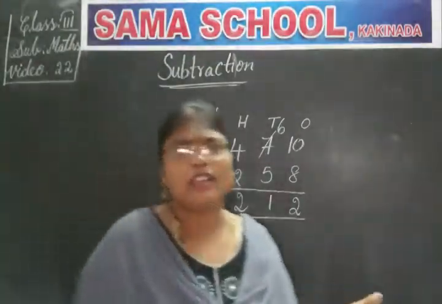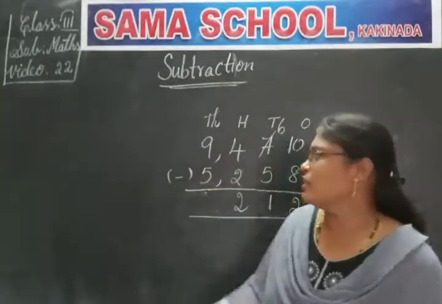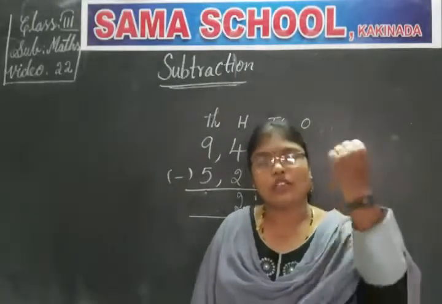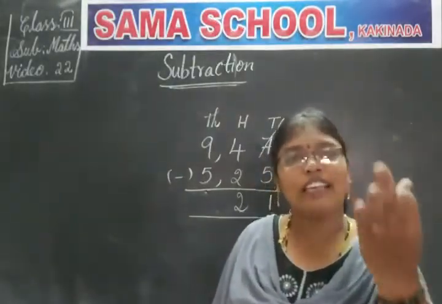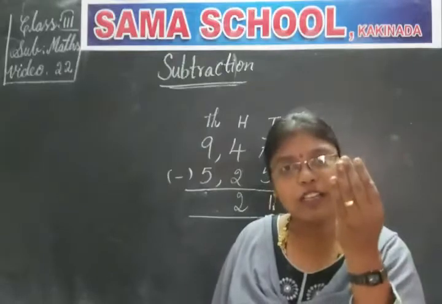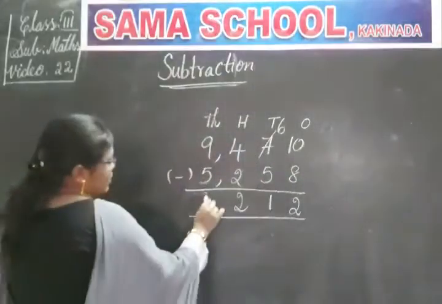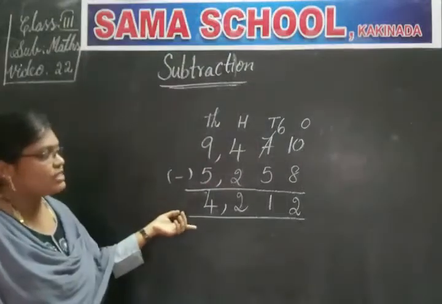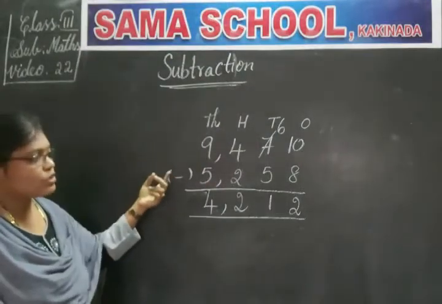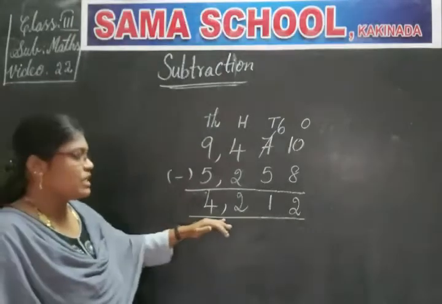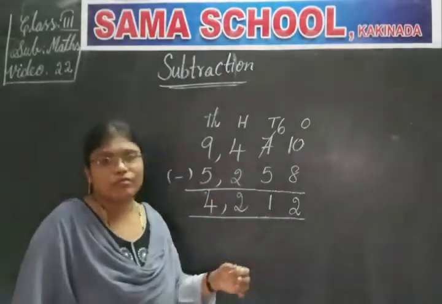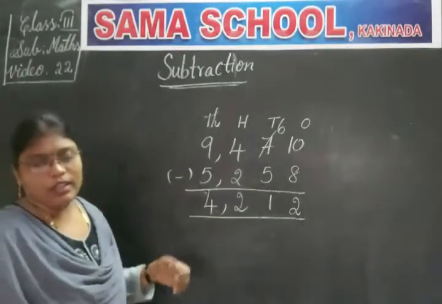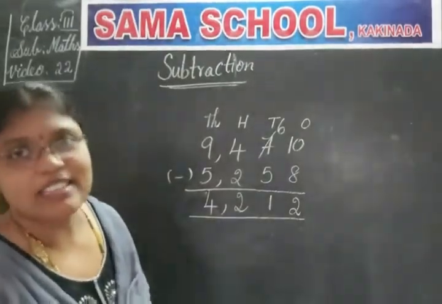9 minus 5, children. This is also very easy. It's a simple subtraction, right? So 5 after, till you get 9 you have to count. 5 after 6, 7, 8, 9. How much? 4. So write 4. What is the difference of these two numbers? The difference is 4212. So children, do you understand what is the difference?